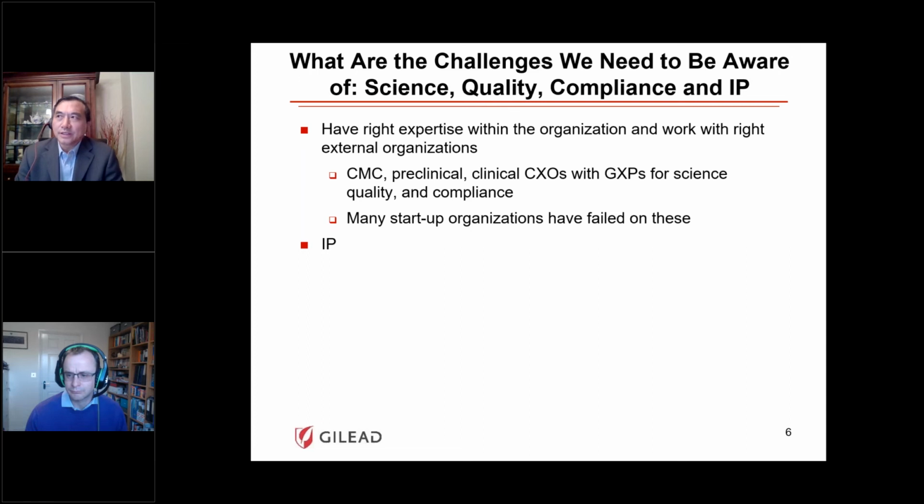And the last is the IP. There's a lot of things. This is a topic you can talk about for a long time, but IP is very important. Make sure your molecule belongs to you. You have the patent for the molecules, and you have the patent for your manufacturing processes. You have patents for your formulations, your dosage form, and so on. That is something that experts in the field can help with.